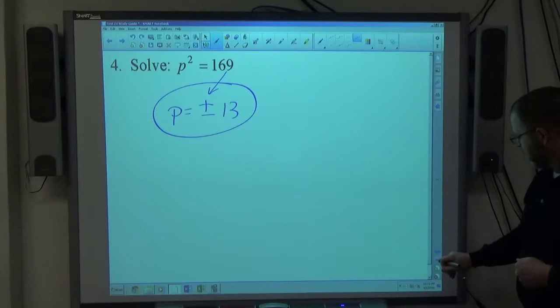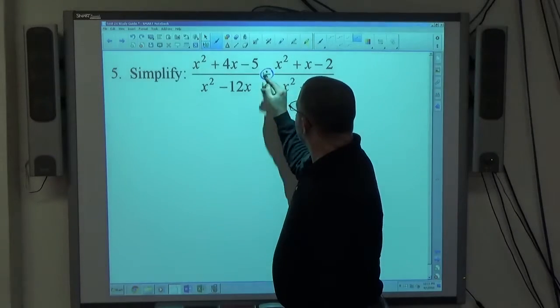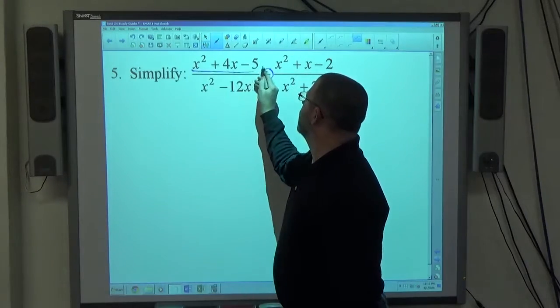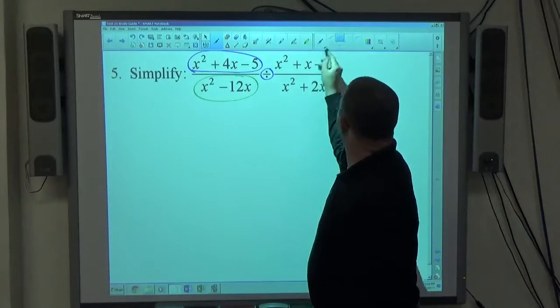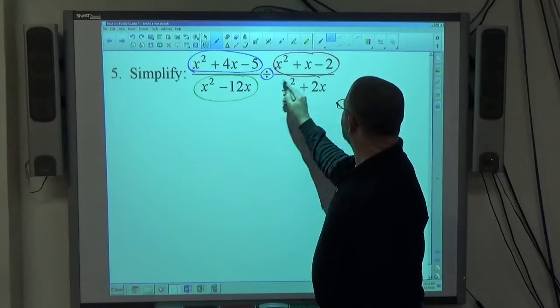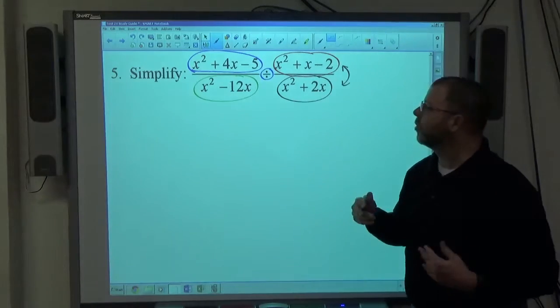Get that one right. Number 5, simplify. We have a division. All right, so what I'm going to do is factor each of these things. So that factors, and this factors, and this factors, and this factors. But I also want to flip this fraction over because of the division. I want to change it into a multiplication problem.